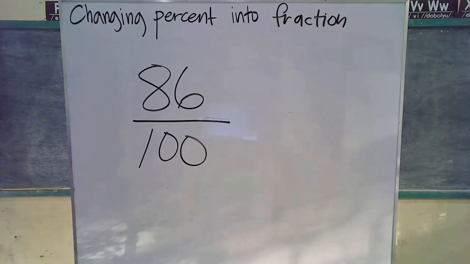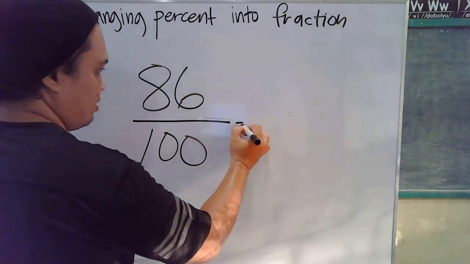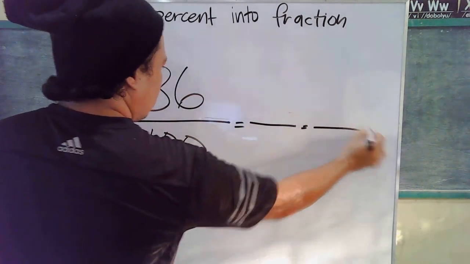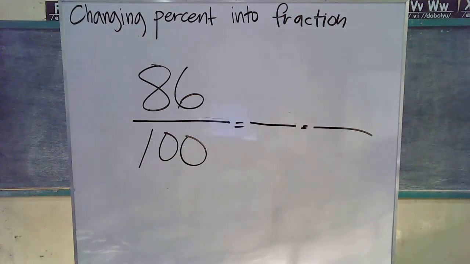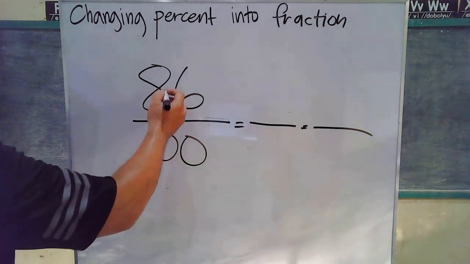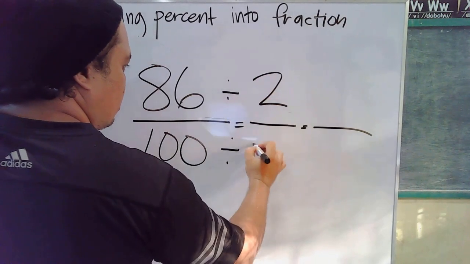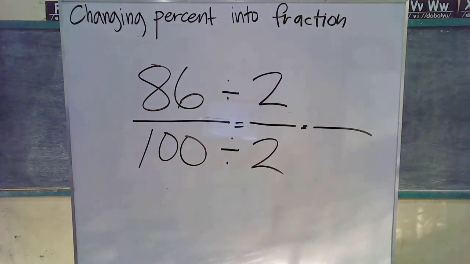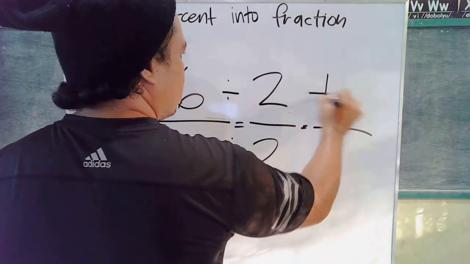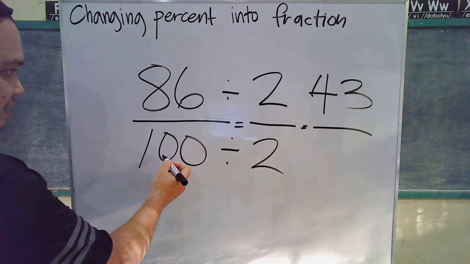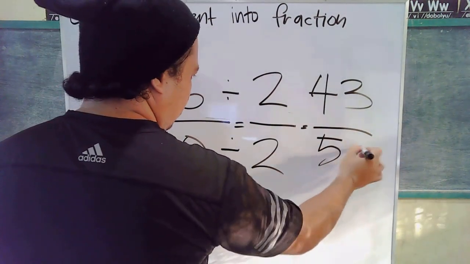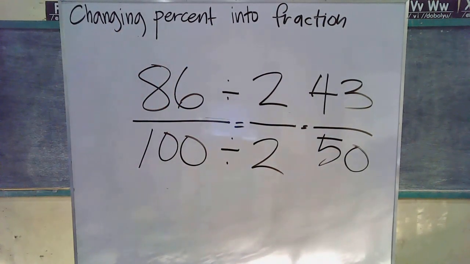So let's think of a number that we can divide both 100 and 86 by. So we have 2, right? Because we can divide them both, 86 and 100, by 2. Okay. Now, 86 divided by 2 is 43, right? While 100 divided by 2 is 50. So that will be our answer. That is 43 over 50.